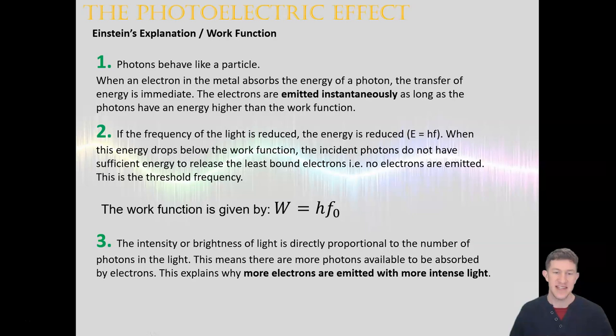3. The intensity or brightness of the light is directly proportional to the number of photons in the light. This means that there are more photons available to be absorbed, and this explains why more electrons are emitted with more intense light. Exactly as I said earlier, it's directly proportional to the number of photons. So an intense light, or bright intensity, means lots of photons. Lots of photons means lots of electrons ejected.